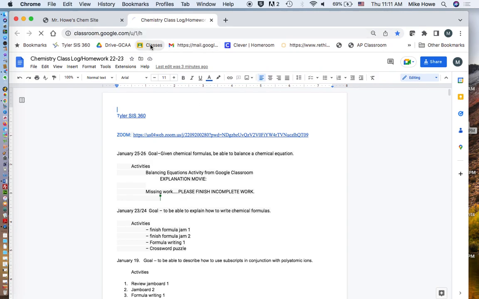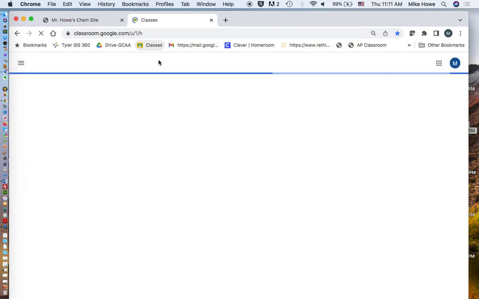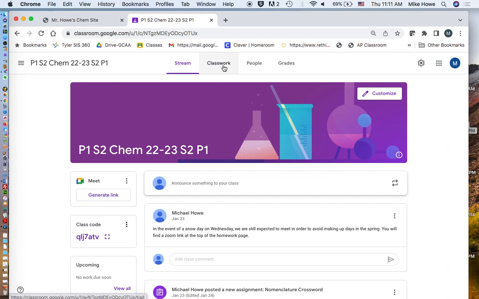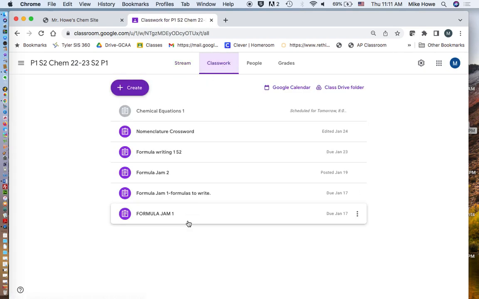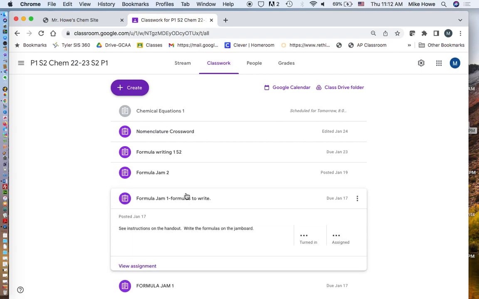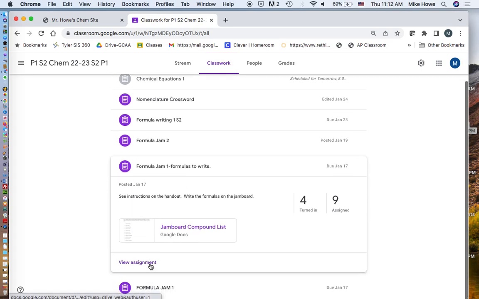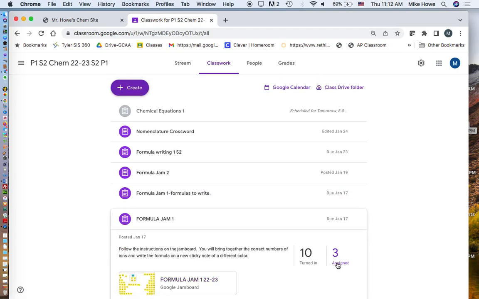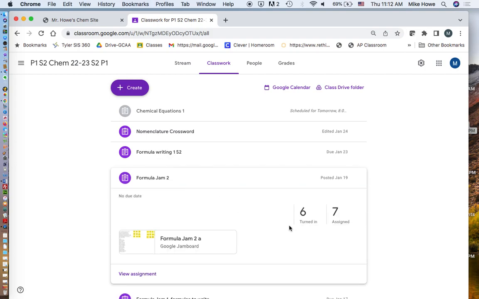Let's talk about missing work just for a minute before I get into the new thing. In regard to things we've done this semester, we started with Formula Jam 1, and these are the formulas that you write. When you click on these, it gives you a list of compounds, and then you do your work here. You can see 3 people have still not turned that in. Then we did Formula Jam 2, still missing 7 of you on that.